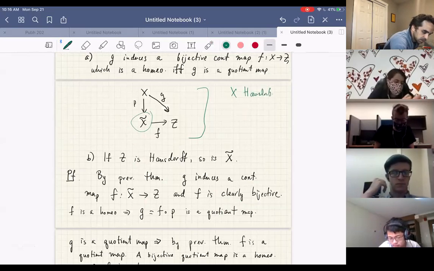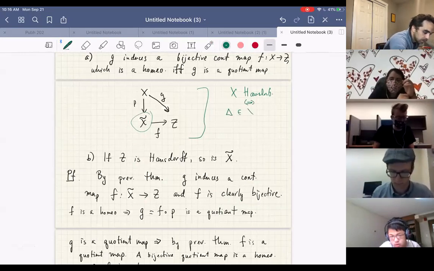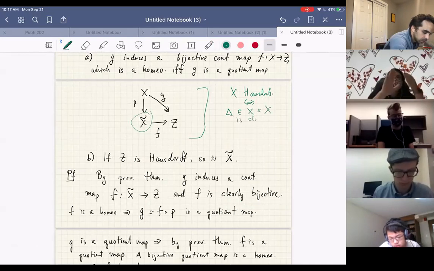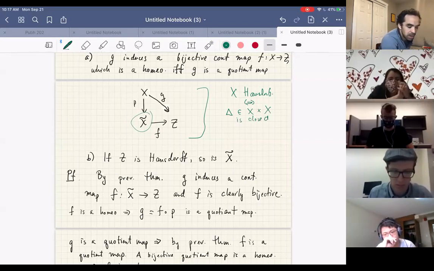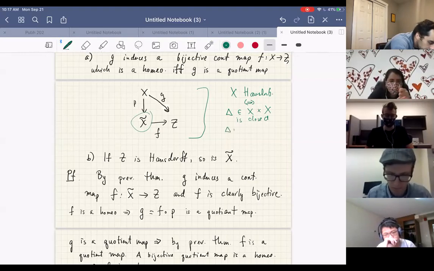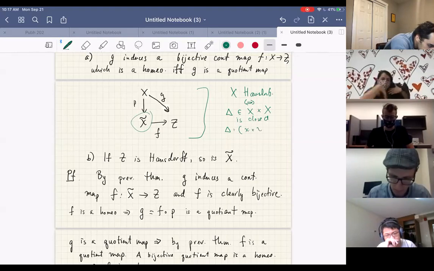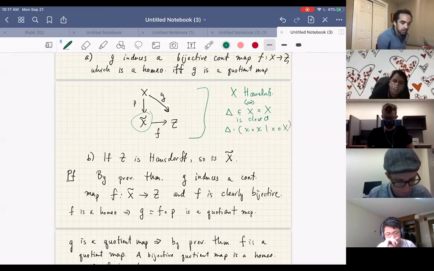X is a space if and only if the diagonal, which I'm denoting by delta, inside X cross X is closed, right? What does that mean? Is it clear what the diagonal is? It's all points of the form (x, x), where x is in X. That's the diagonal, right?